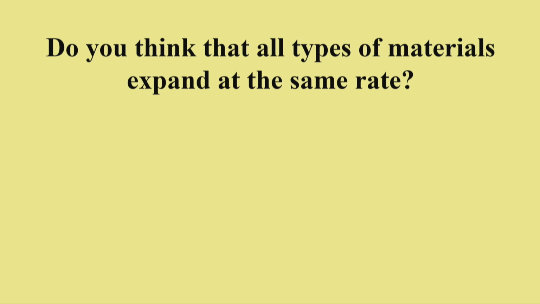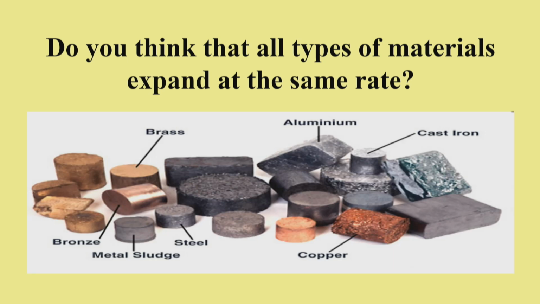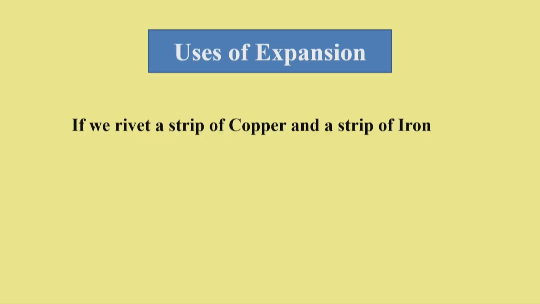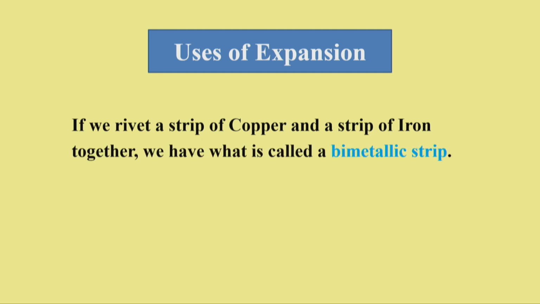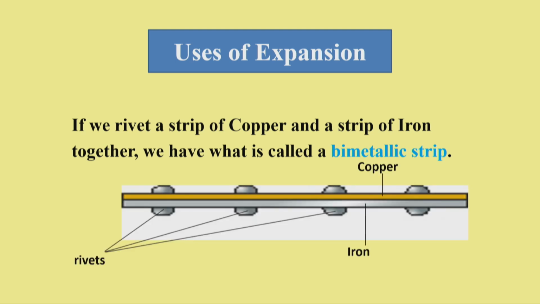Do you think that all types of materials expand at the same rate? Actually, different materials expand at different rates. For example, brass expands more rapidly than aluminium. If we rivet a strip of copper and a strip of iron together, we have what is called a bimetallic strip.